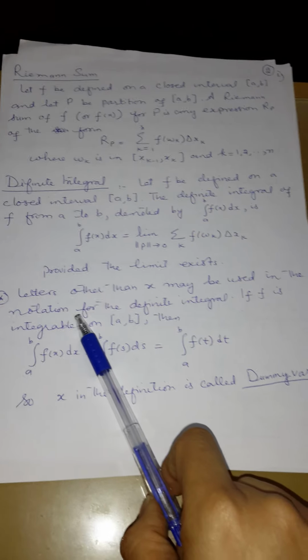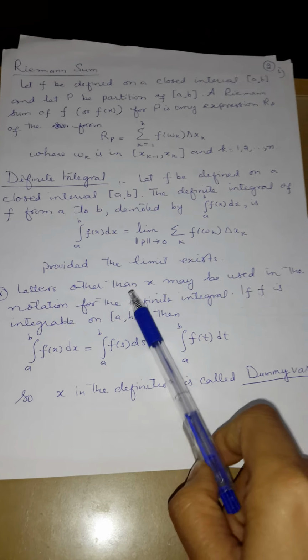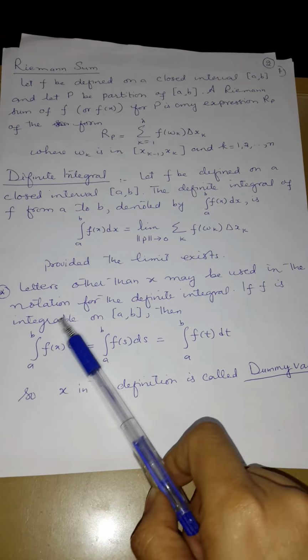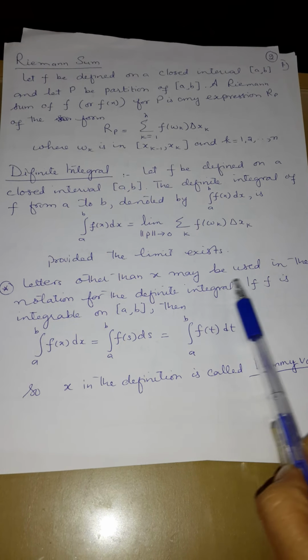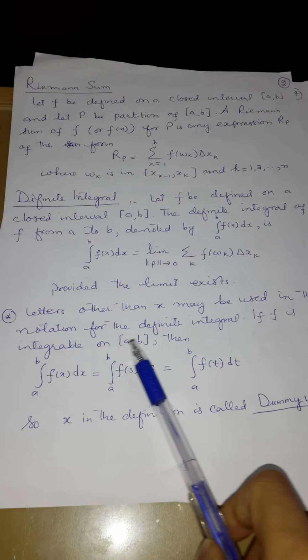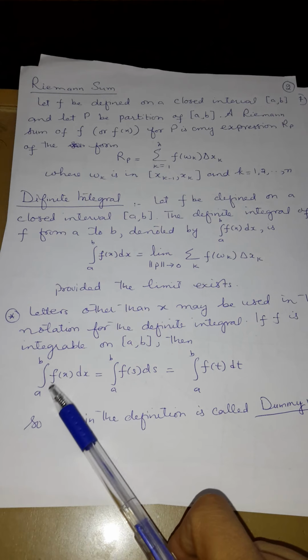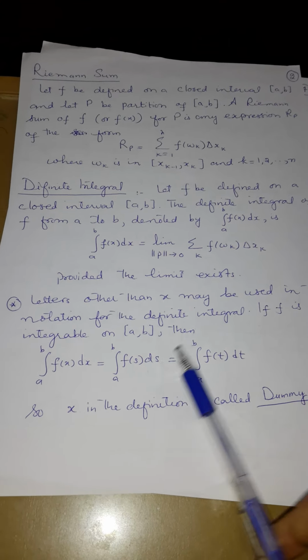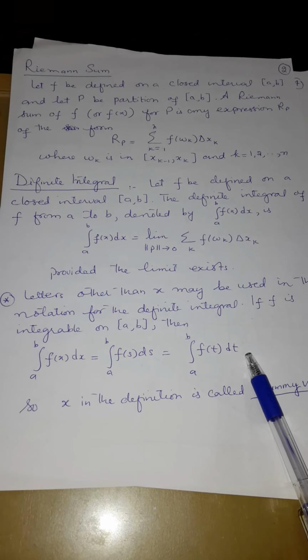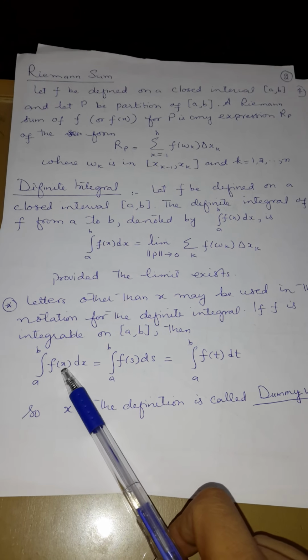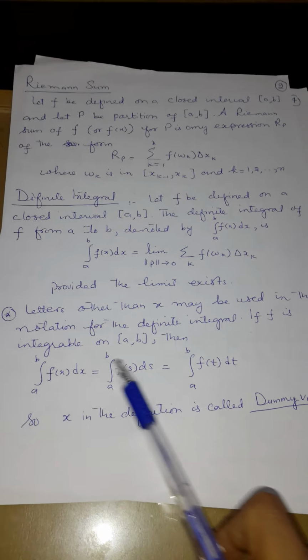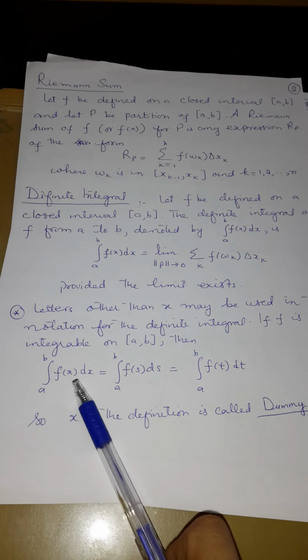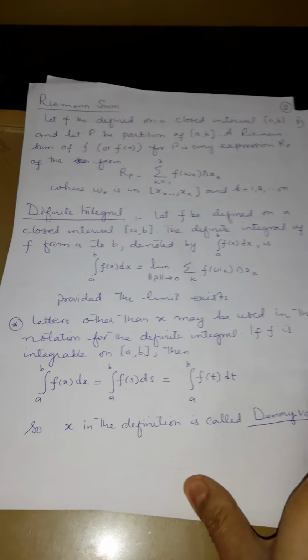We have some certain points here. Letters other than x may be used in the notation for the definite integral. If f is integrable on interval a b, then this integral can be written in the form of f of s ds, f of t with respect to t, meaning that this x is only a dummy variable. We can use any variable instead of x. So it is your dummy variable.